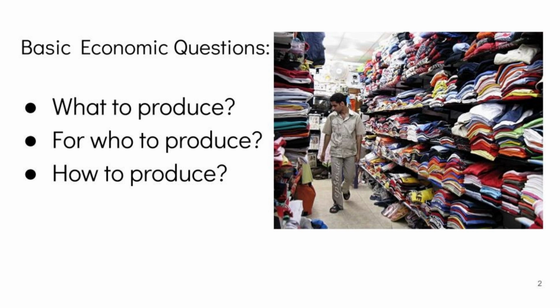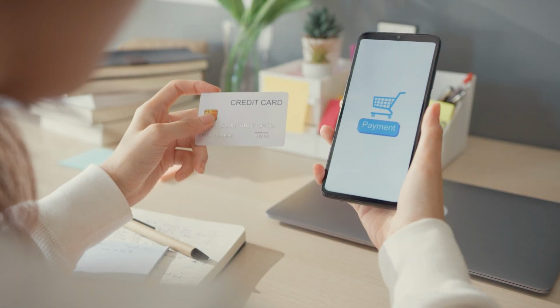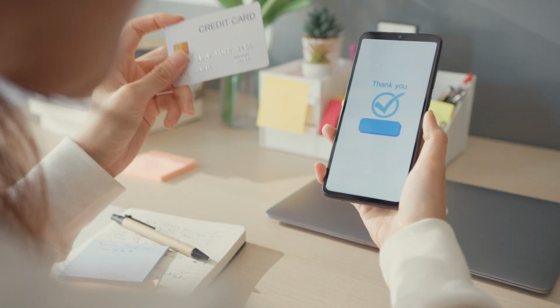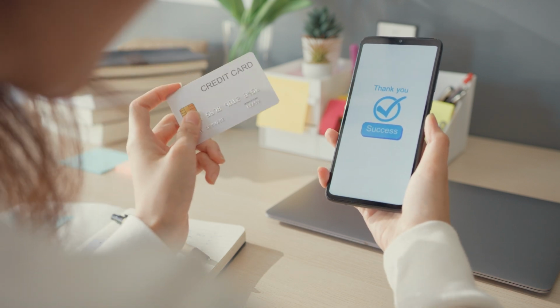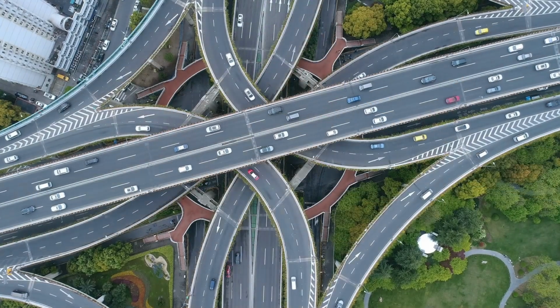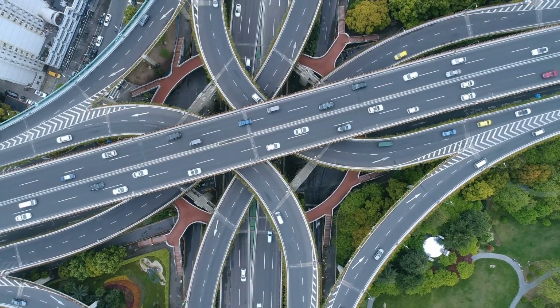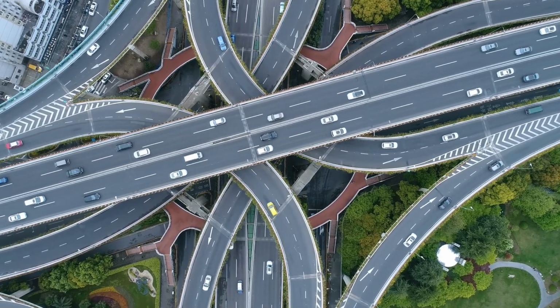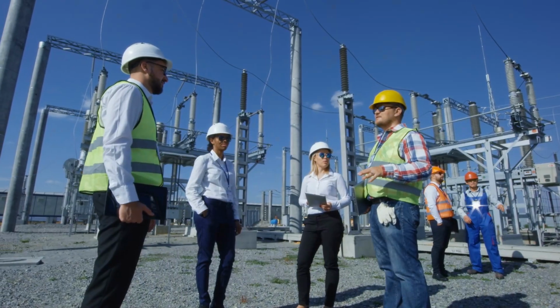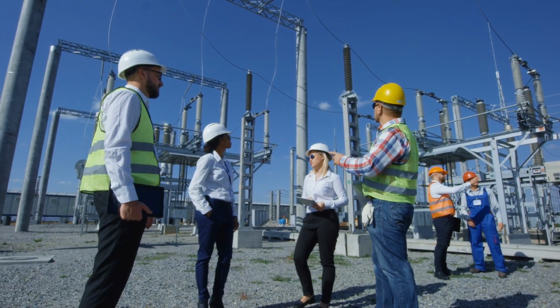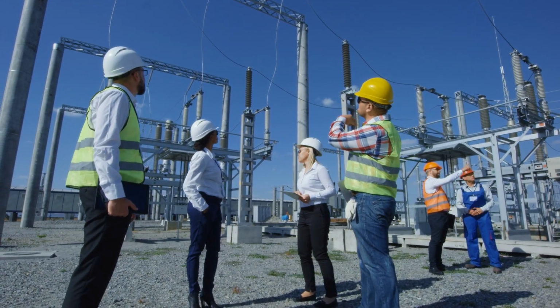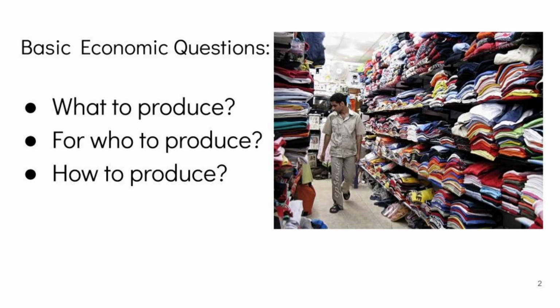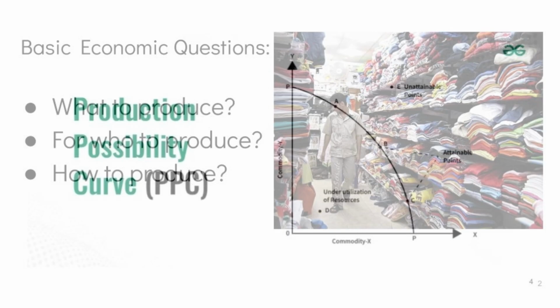Number two, for whom to produce. This involves market driven choices, although government intervention may be necessary for public goods, such as schools and roads, ensuring accessibility for all. Number three, how to produce. This question focuses on the factors of production, which include land, labor, capital, and entrepreneurship, all essential in determining the most efficient methods of production. These questions collectively shape the economic landscape and help allocate resources effectively.